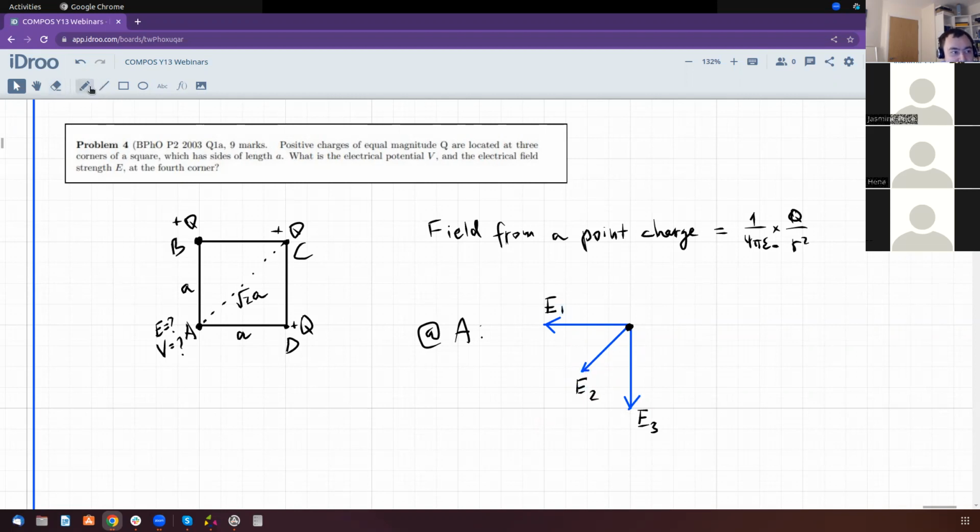Anyways, E1 is Q over 4 pi epsilon 0 A squared. E3 is the same thing, Q over 4 pi epsilon 0 A squared. And E2 is Q over 4 pi epsilon 0 (2A) squared.